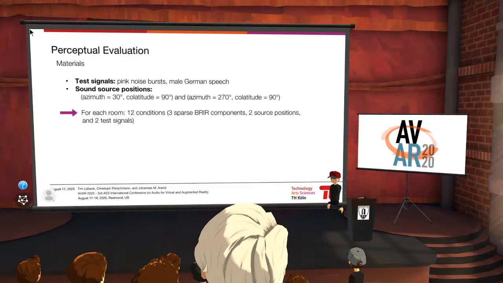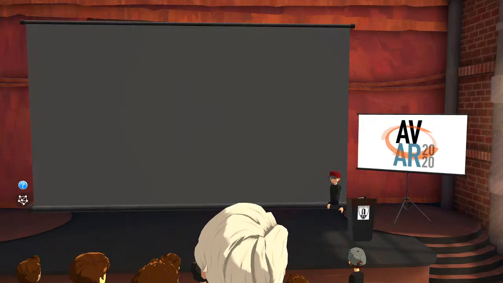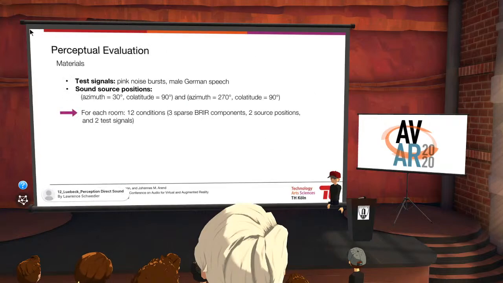And then we tested it for 2 different test signals, a pink noise burst and male German speech, for 2 sound source positions, one in the front at 30 degrees, one to the right at 270 degrees. So in total we had 12 conditions for each room: 3 sparse BRIR components, 2 sound source positions, and 2 test signals.